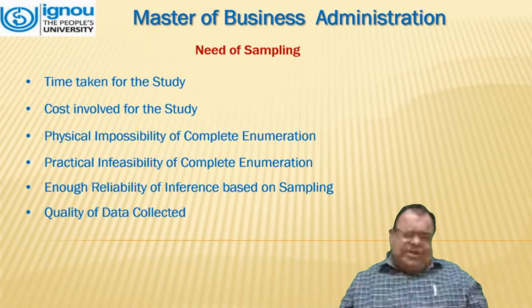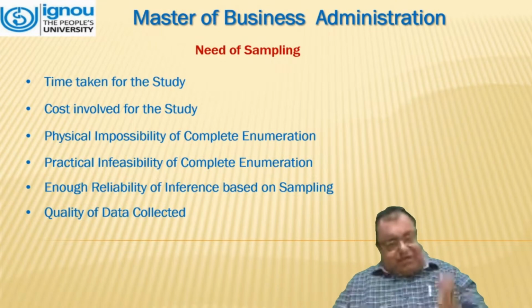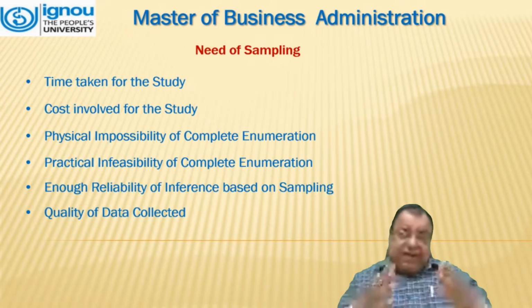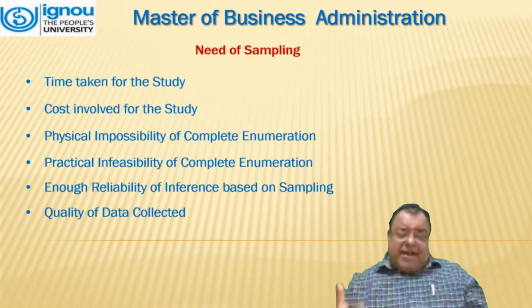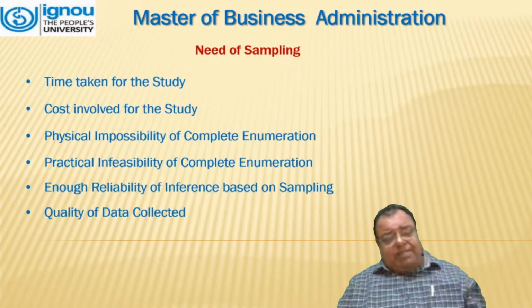Now, what is the need of sampling? The time taken for the study, cost involved for the study, physical impossibility of complete enumeration, practical infeasibility of complete enumeration, enough reliability of inferences based on sampling, and quality of data collected.